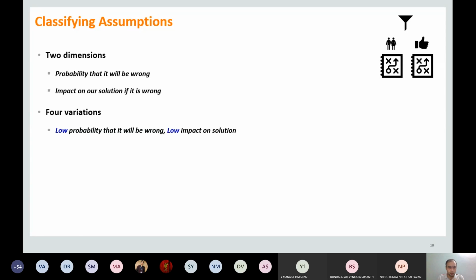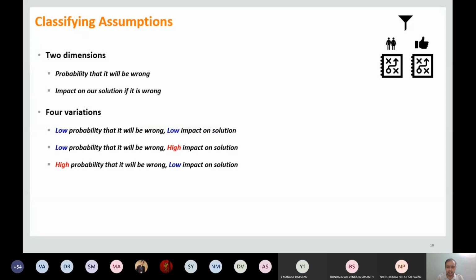Again, we have four variations. One is low probability that it will be wrong, and low impact. If the probability is less, the impact of the solution is going to be less. Okay, so low probability, low impact. Next, low probability of it going wrong, but impact may be high. Sometimes a small mistake can cause serious damage. Example, all your rocket launches, they'll tell you that 20 paise or 1 cent, one transistor, one resistance went off, and the whole rocket worth many crores has blasted. Some noiseless dysfunction, and the entire rocket has gone. So low probability of it going wrong, but when it goes wrong, the impact is going to be very, very high. Next, we have high probability of it going wrong, but less impact on the solution.